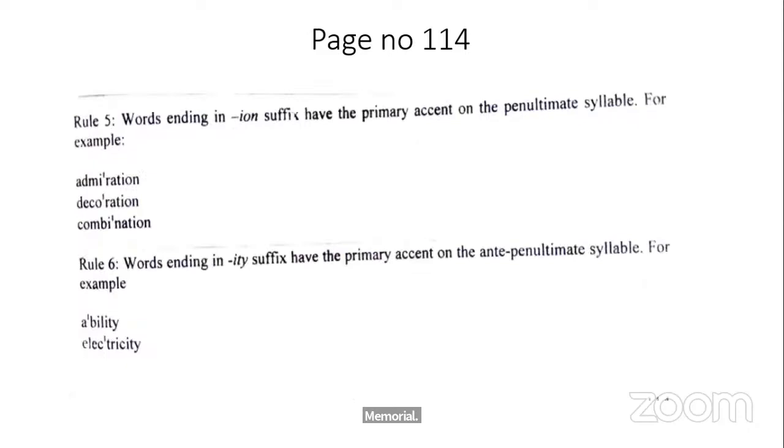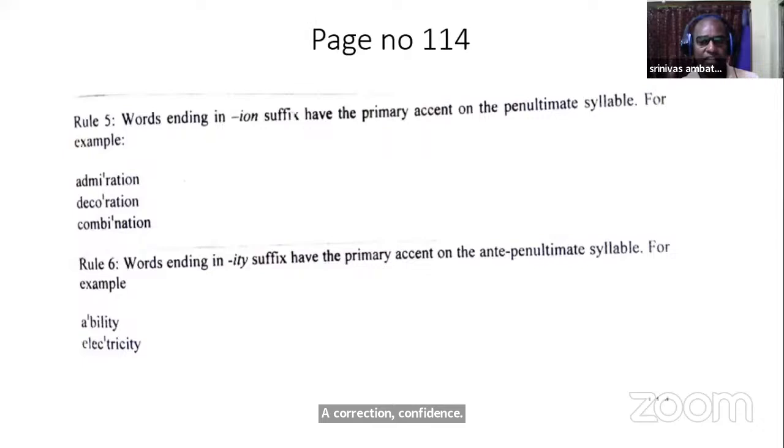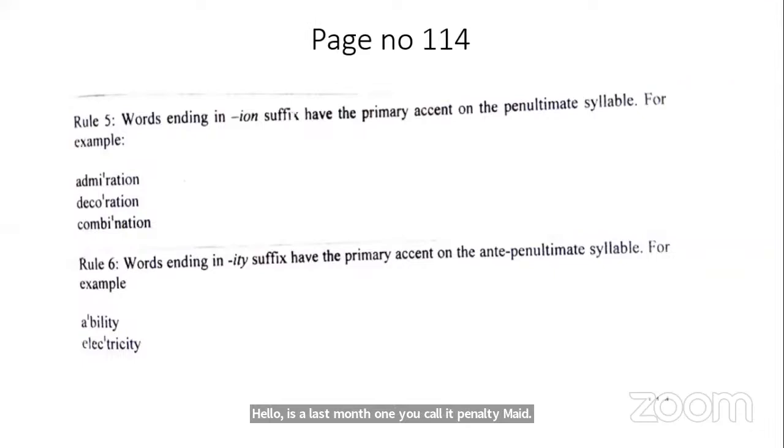Next, rule 5. Words ending in ion suffix have the primary accent on the penultimate syllable. For example, admiration. Decoration. Penultimate means last but one. Shan is the last syllable. Ra is the last but one. You call it penultimate. Okay? Is it clear? Yes, sir.